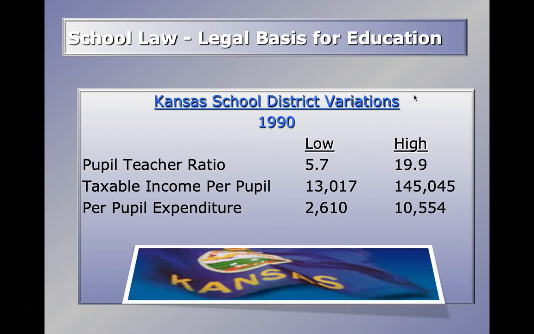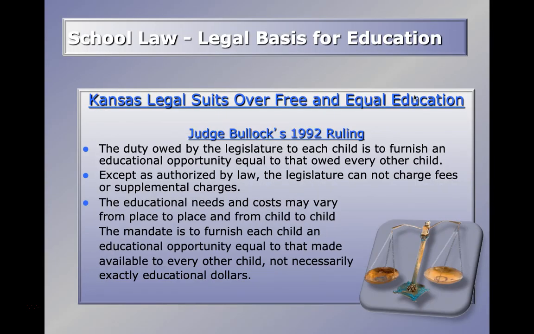Now, would that be a free and equal education, or an equal education under the eyes of the law when it came to finances? Well, that was a good question. So a number of school districts then filed a lawsuit, and in 1992 Judge Bullock ruled, and it was a simple ruling, that the duty owed by the legislature to each child is to furnish an educational opportunity equal to that owed to every other child. That is, if a child lived in one school district, it should be equal to the one that lives in another.